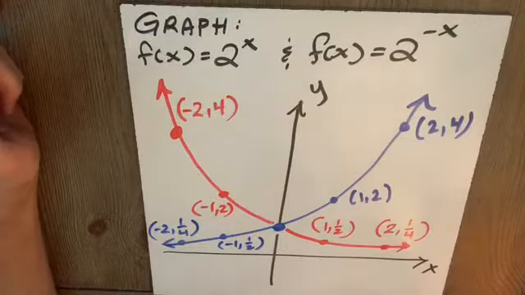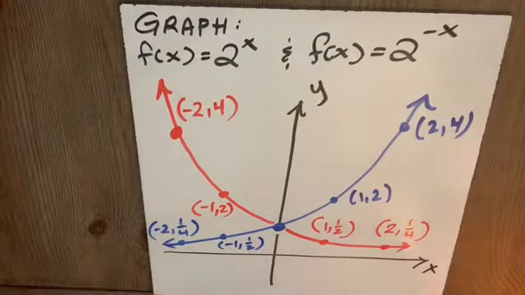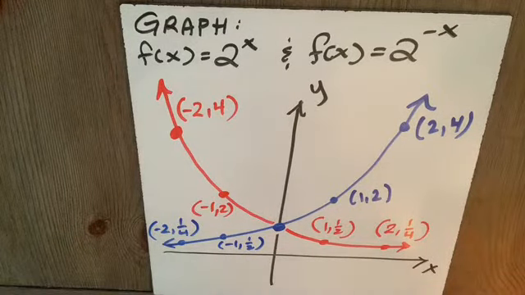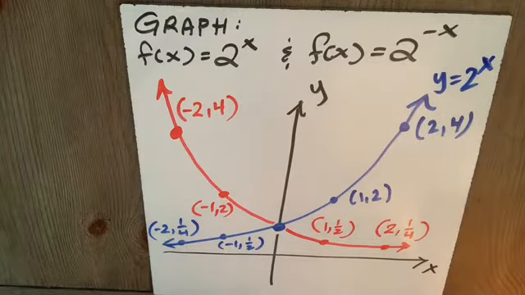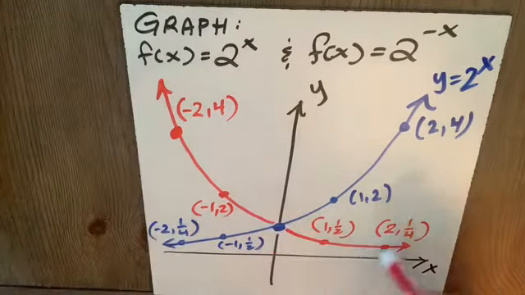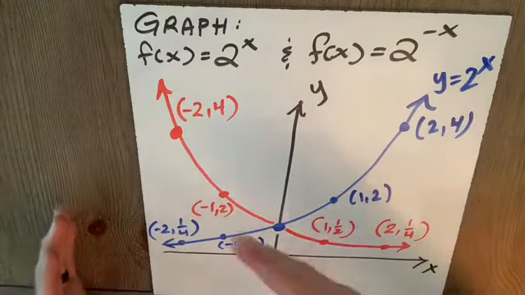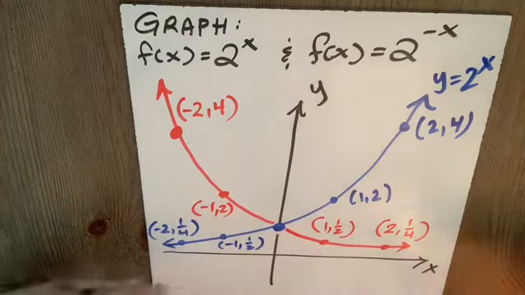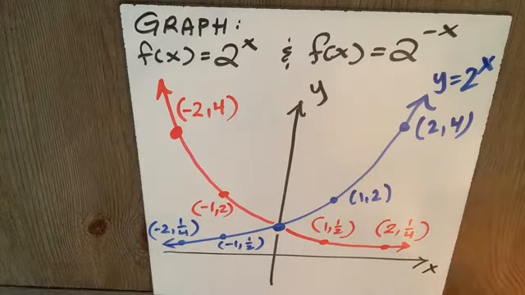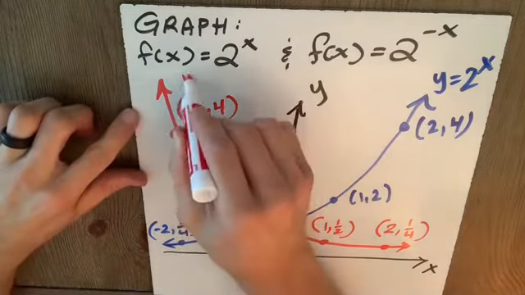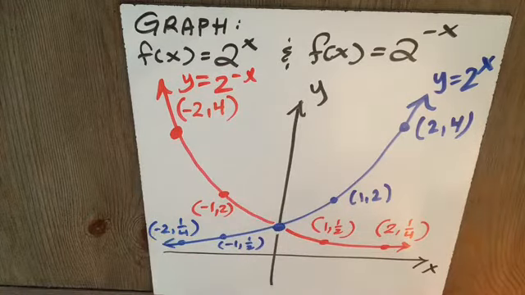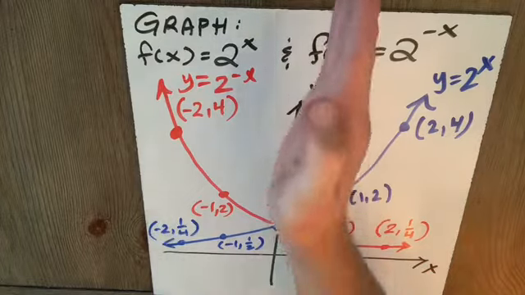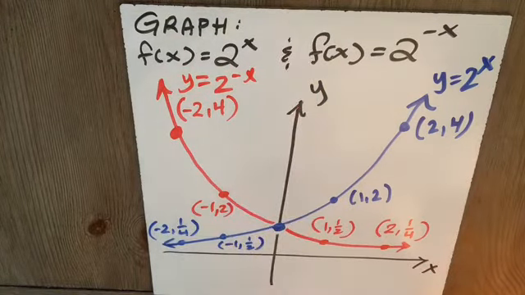When I graph these two functions together, here in blue we have exponential growth, y equals 2 to the x. And here, scraping along almost this horizontal y equals 0, or x-axis, this is our exponential decay, y equals 2 to the -x. I simply graphed those points that I named earlier. You can see they are mirror images over this y-axis.